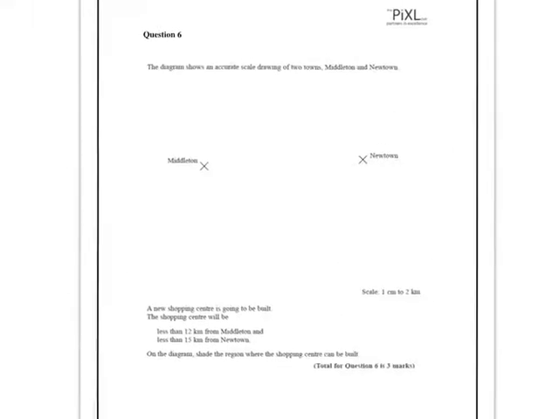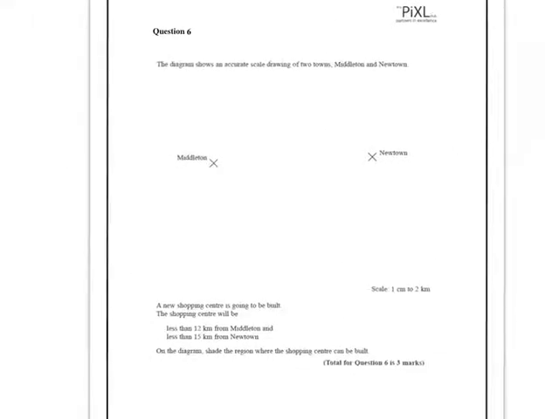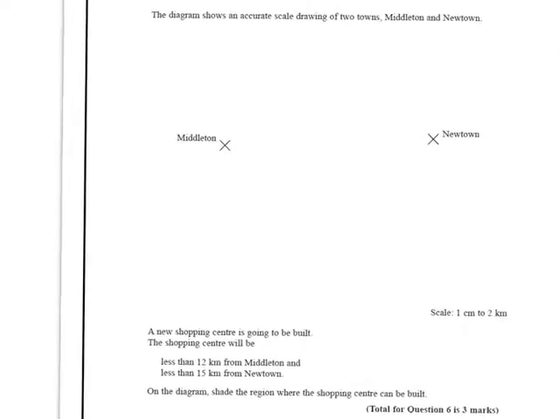Okay, this question here is going to be quite tricky to do because it does involve using a pair of compasses which I cannot use on this tablet, but what we can do is talk about how to do it. So first of all we need to set our compass to a certain size. Now if you notice it says that the shopping centre will be built less than 12 kilometres from Middleton. Well, 12 kilometres on this scale is going to equal 6 centimetres. Okay, 6 centimetres from Middleton is about here.